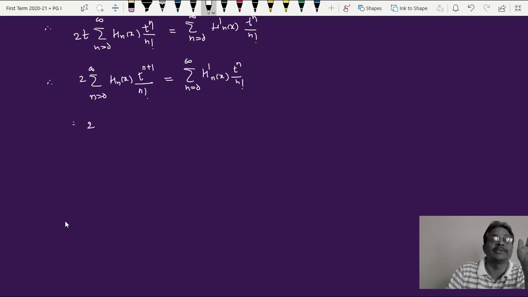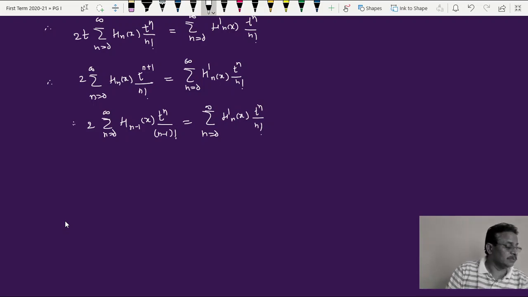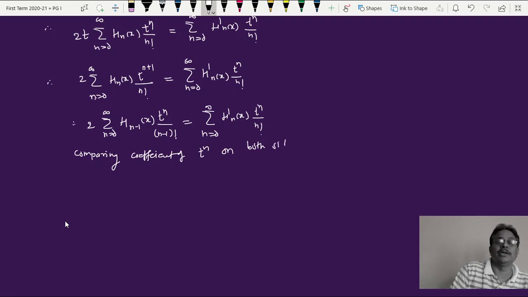Therefore I'll get twice summation over n equal to 0 to infinity of H_{n-1} of x into t raised to n upon (n minus 1) factorial, equal to summation over n equal to 0 to infinity of H dash n of x into t raised to n upon n factorial. So compare the coefficients of t raised to n on both sides, simple as compared to earlier.